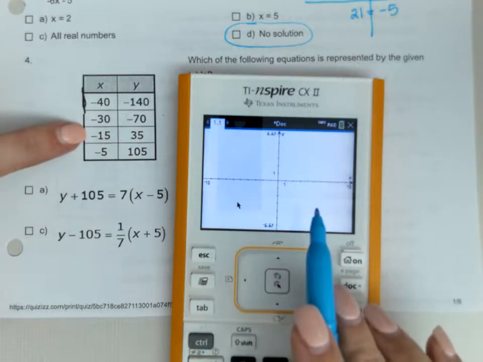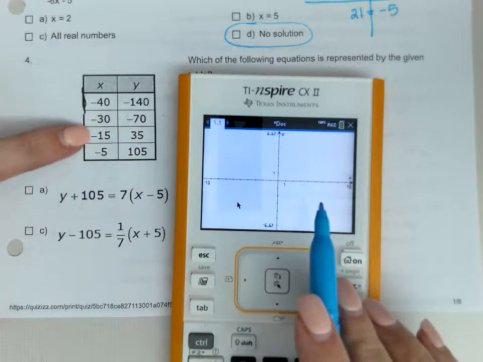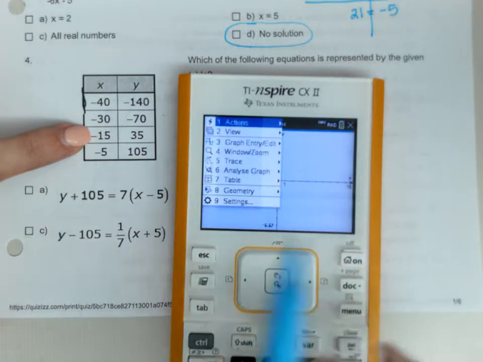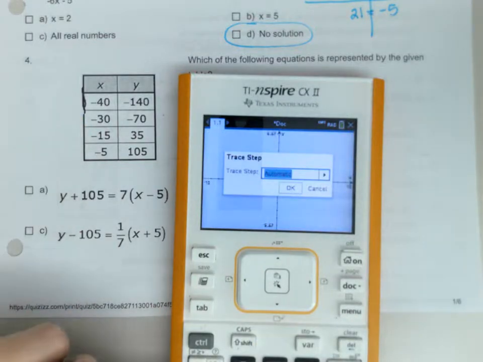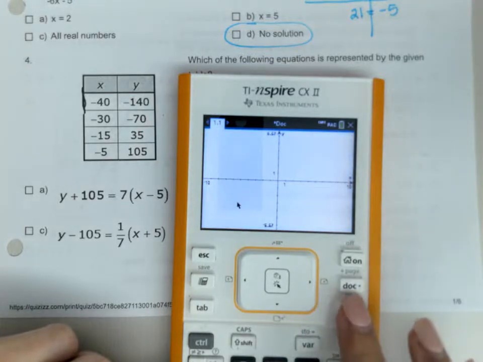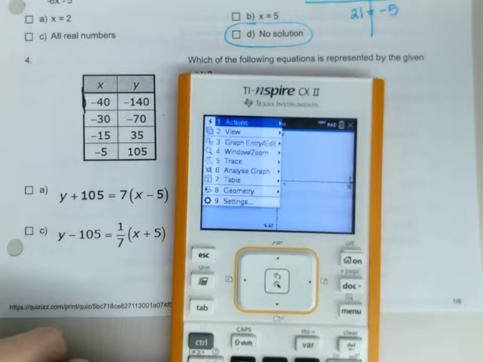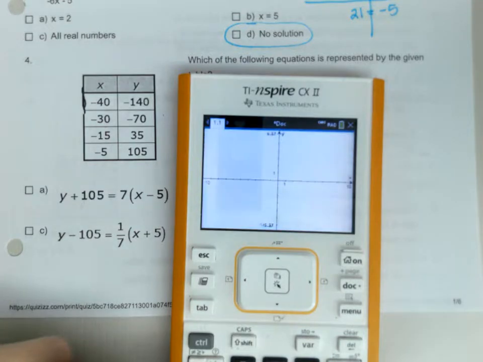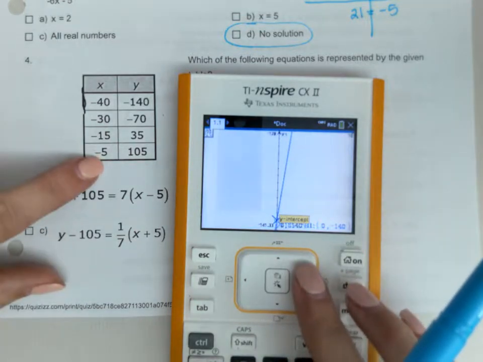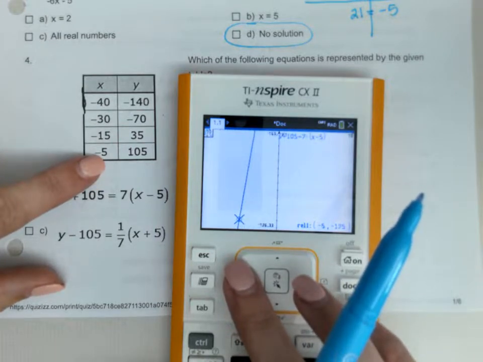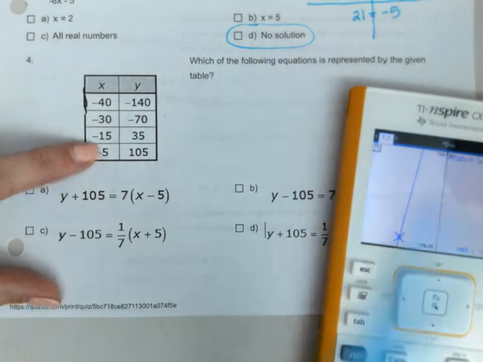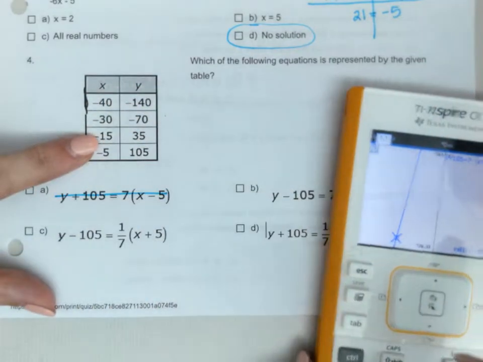I want to check the specific points. So to get the specific points, you click Menu, Trace, which is 5. First, we need to tell it how to move. So we click 3 and tell it we want to go by ones. Then Menu. Now we're going to actually trace it. So 5 and then 1. So one of our points is at 0, negative 140. That's not what I want. Let's go to negative 5 and see what it's at. Negative 5, negative 175. So this equation does not match.